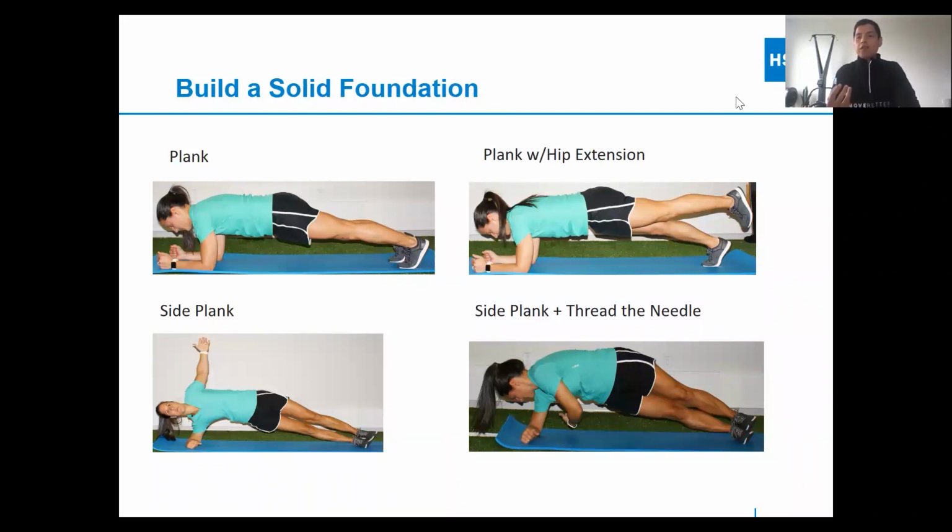So what do we need to do? We need to build a solid foundation. We start out with the exercises on the left before we go to the exercises on the right. So we start out by developing the core. The core is developed at a 360-degree aspect. So we're building the front side of the core through planks, and the side of the core through lateral planks. But we do these exercises before we progress to more advanced exercises. These exercises on the left can also be regressed further as well.